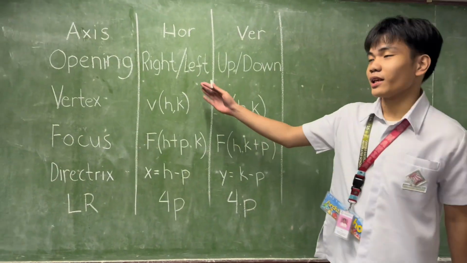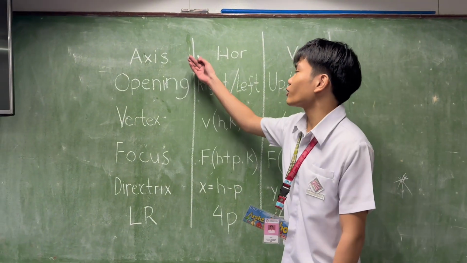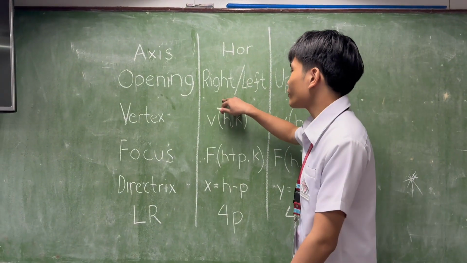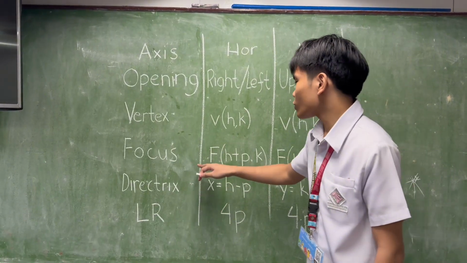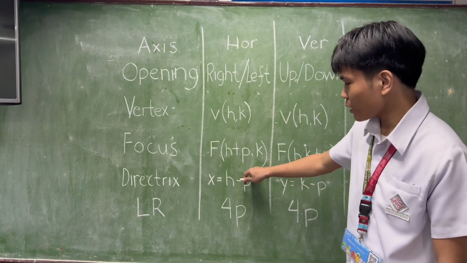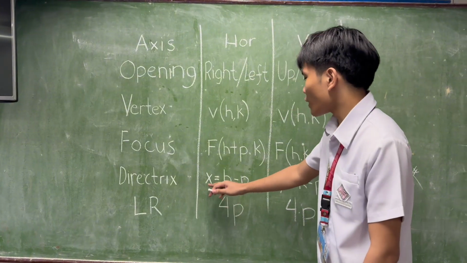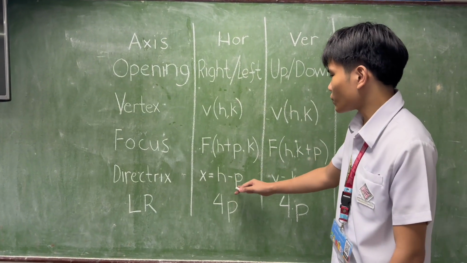So let's move on to the table. Given the horizontal axis, the opening should be right-left. The vertex should be (h, k). The focus should be (h plus p, k). The directrix should be x equals h minus p.